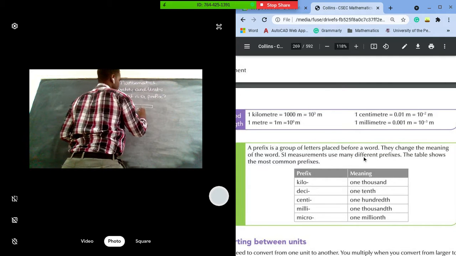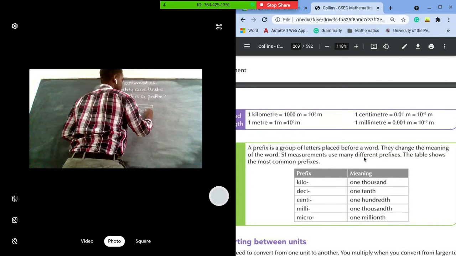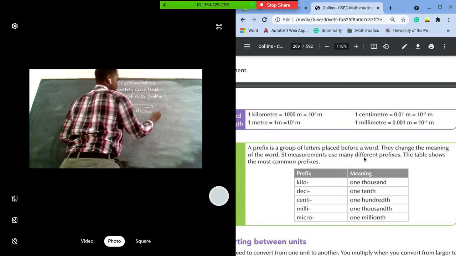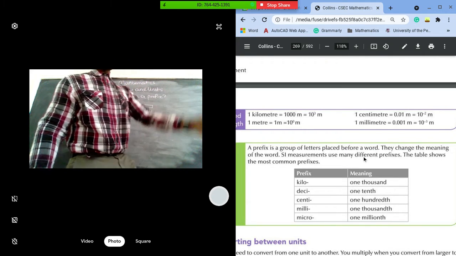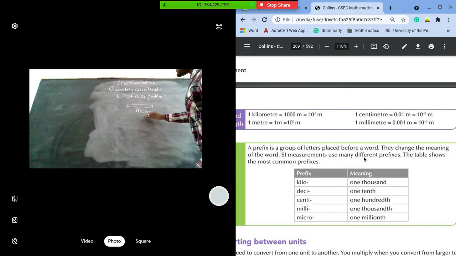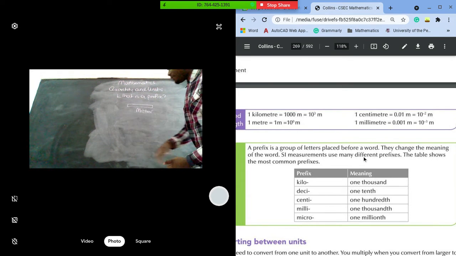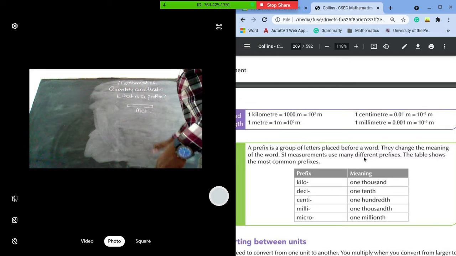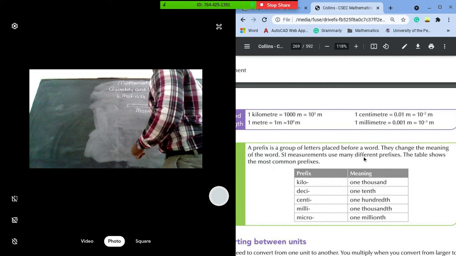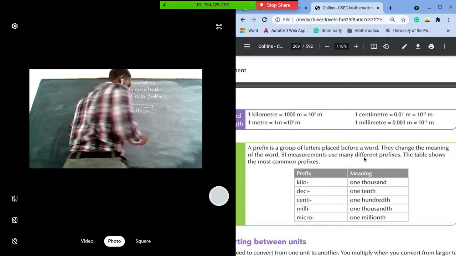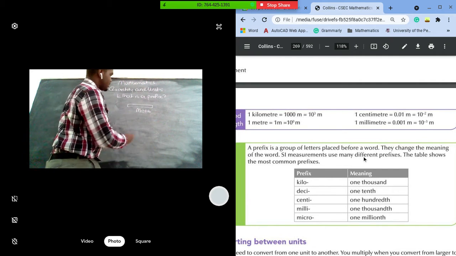Let's spell it. M-E-T-E-R. Or if you want to be American, you can spell it M-E-T-R-E. But let's say now I put a prefix in front of this. Let's put my American spelling. So you can put micro or milli to make it.